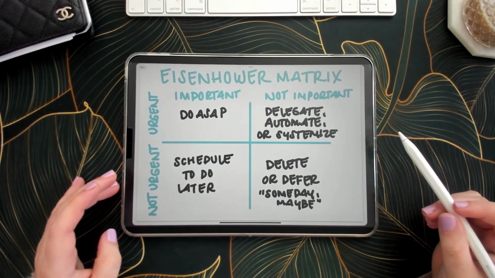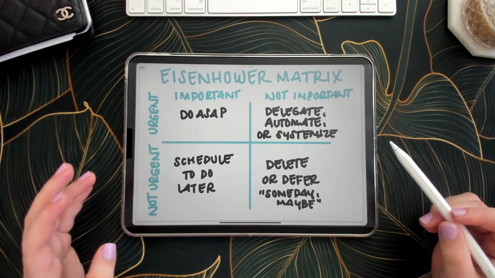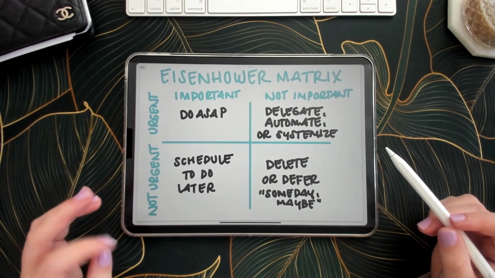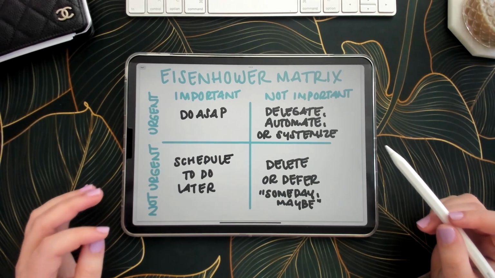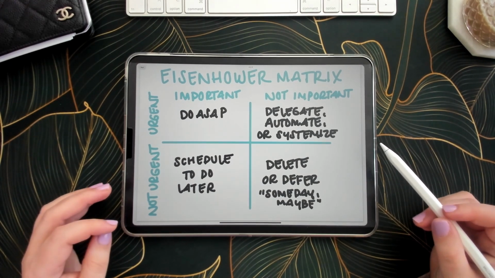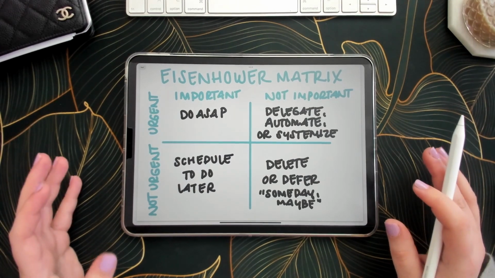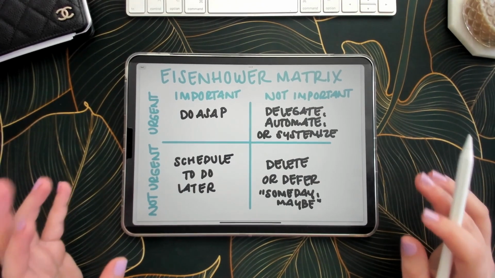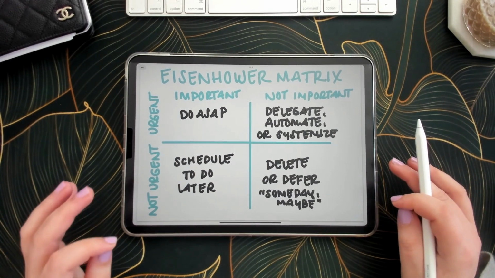Number 1 is the Eisenhower Matrix. The Eisenhower Matrix was named after President Dwight D. Eisenhower, and it provides a structured approach to prioritizing tasks based on their urgency and importance. In a world that's been inundated with to-do lists, this method acts as a compass, helping you navigate the clutter and zero in on tasks that demand your immediate attention.